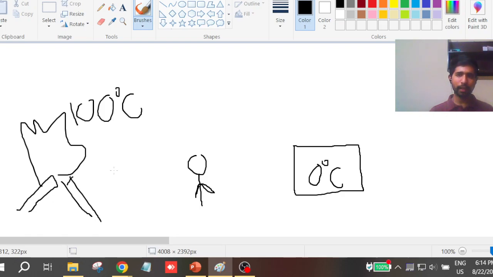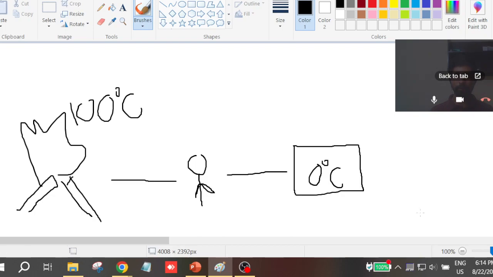So ideally, what would you experience? What kind of temperature would you experience here, as a person standing exactly in the middle? Can you write on the chat box? There is no airflow which is happening.